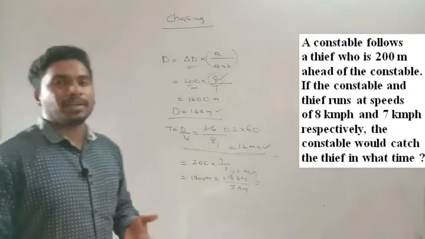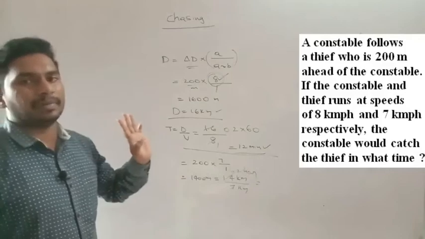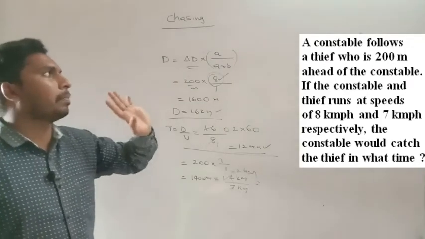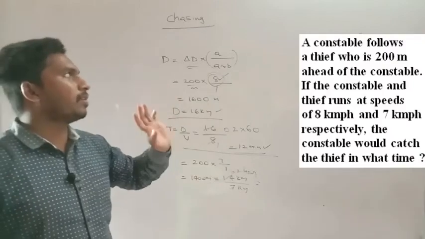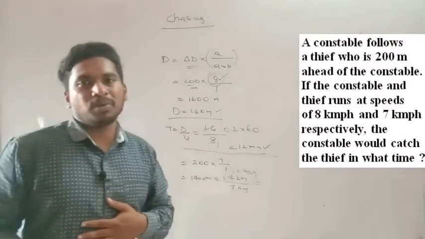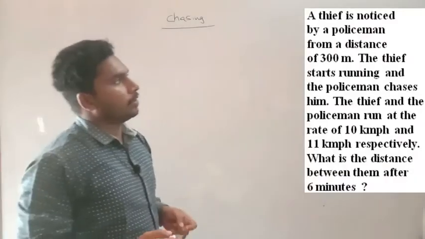So like that you can substitute either in the place of A. You can take either the speed of the constable or the thief. So this is how you have to solve this. Now let us solve another problem.